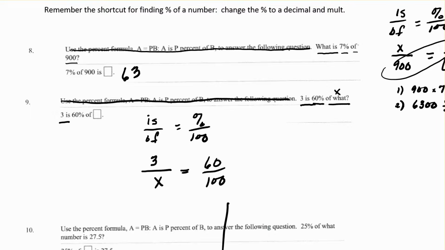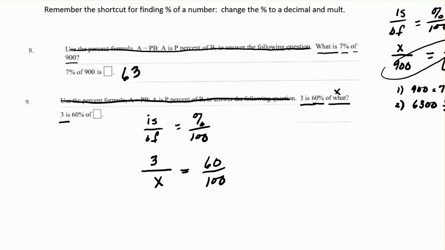Well, I keep doing that. Trying to simply get a little bit more room. All right. So, cross product. That wasn't very good. All right. Put back my 3 is question mark is 60% of what?